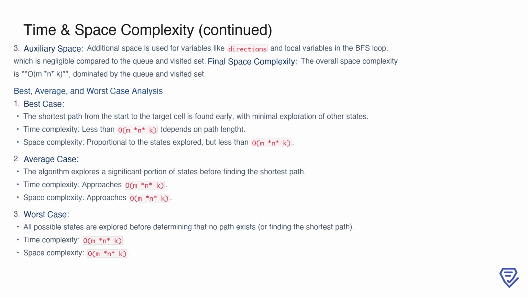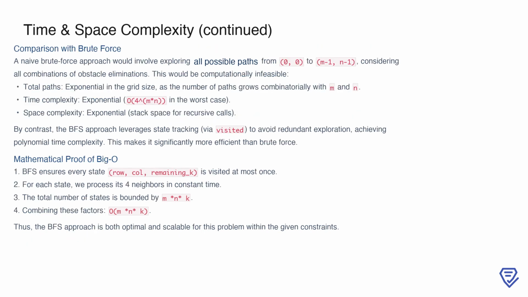To appreciate the efficiency of the BFS approach, let's compare it to a brute force method. A naive solution would involve examining all possible paths from the start to the target cell, considering every combination of obstacle eliminations. This is computationally prohibitive because the number of paths grows exponentially with the grid size. Specifically, the time complexity would be exponential, roughly O(2^(m*n)), and the space complexity would also be exponential due to the recursive stack space.